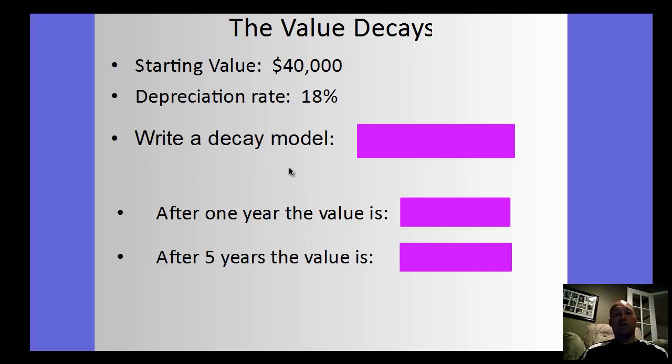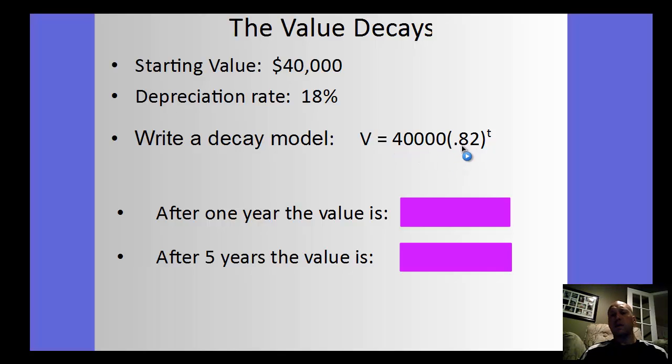So we can write a model for this. So 40 grand is our starting value, 18% is our rate, or decay value. So there's our model, 40,000 times 0.82. Well, wait a minute. 0.82 is not 18%. So how do we get that value? Again, 0.82 is the percent you have. 18% is the percent you lose.